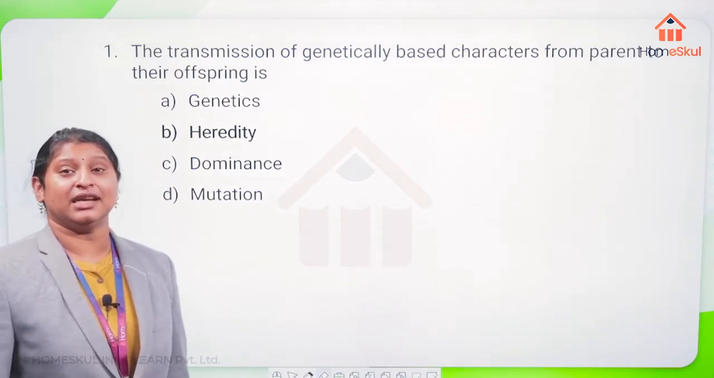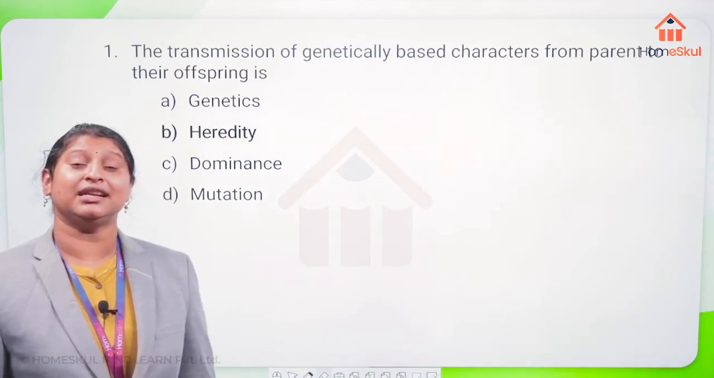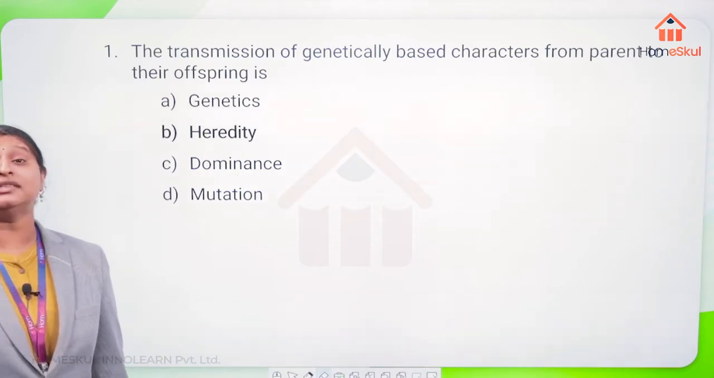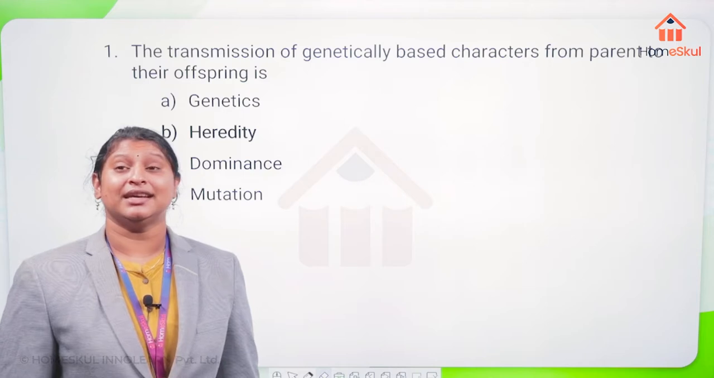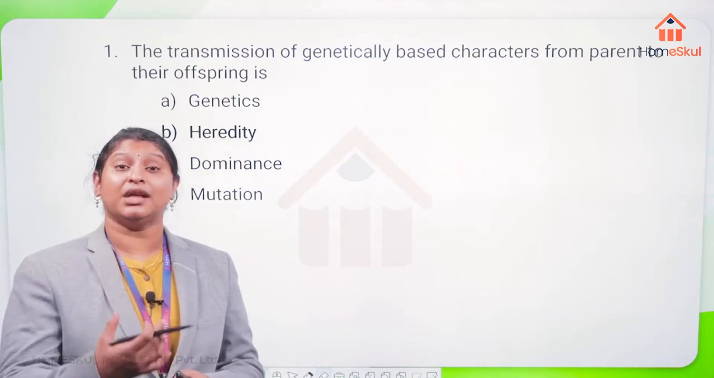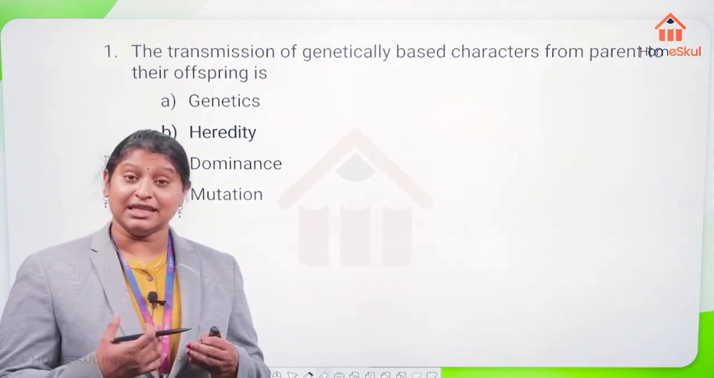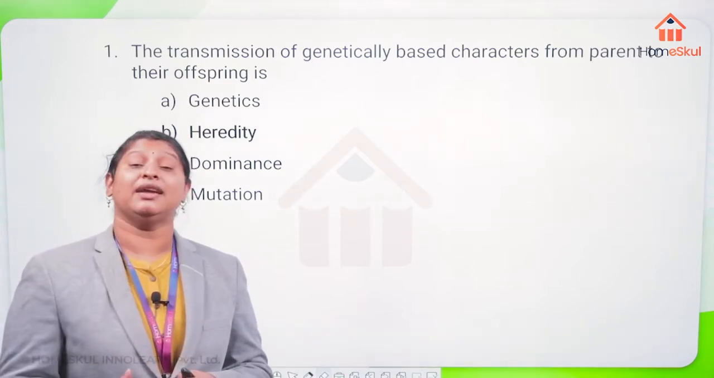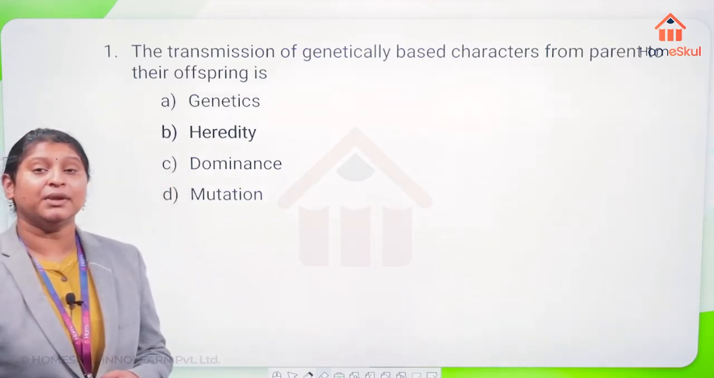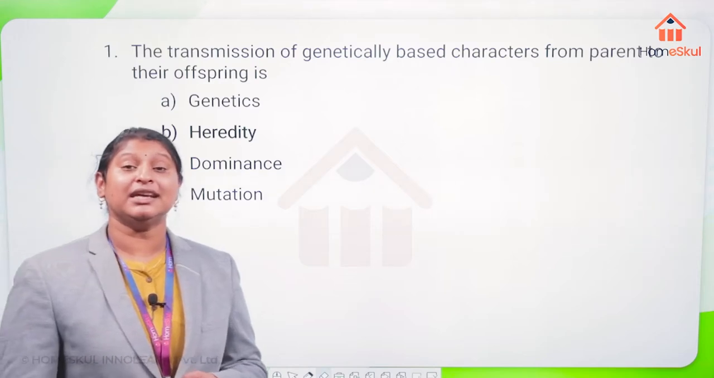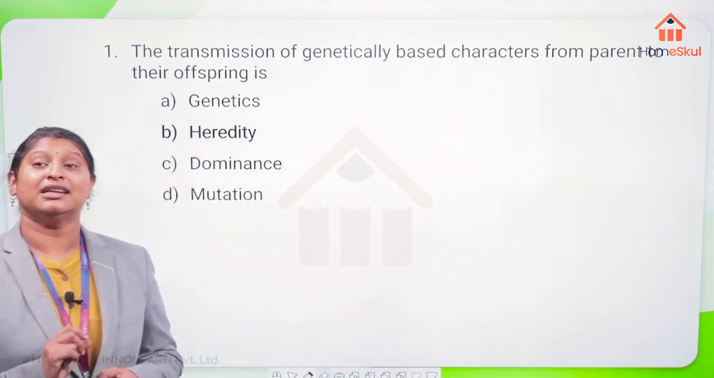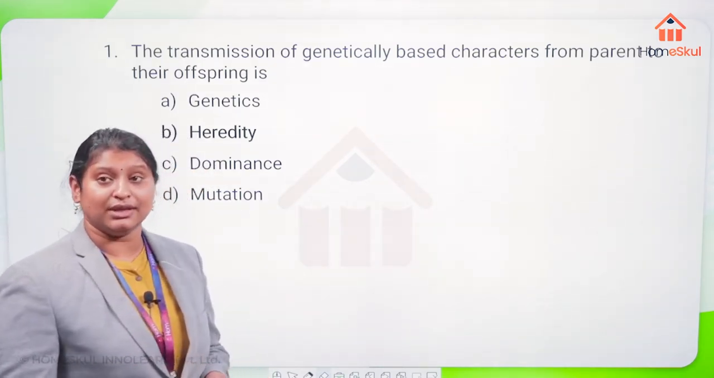What is genetics? It is the branch of science that deals with the study of heredity and variation. What is dominance? A dominant character means the character which is expressed over the other. A dominant gene is the gene that is getting expressed over the other. We have seen this in Mendel's monohybrid cross. Then mutation: it is the sudden and heritable change that occurs. Okay, let us move on to the next question.